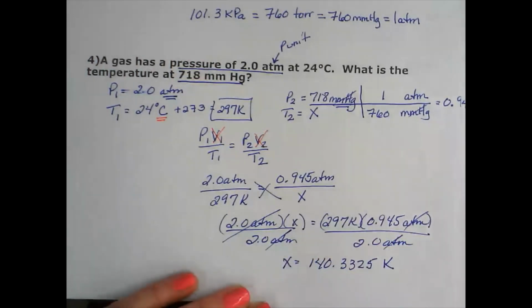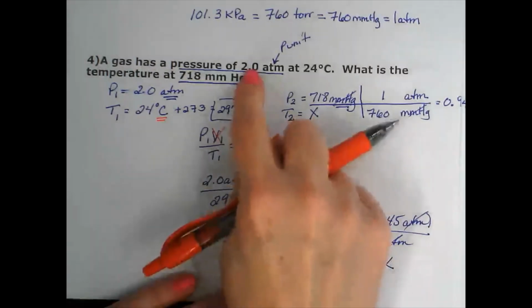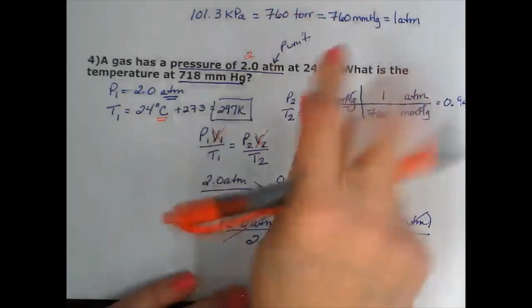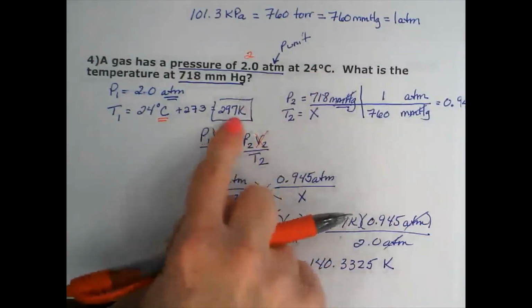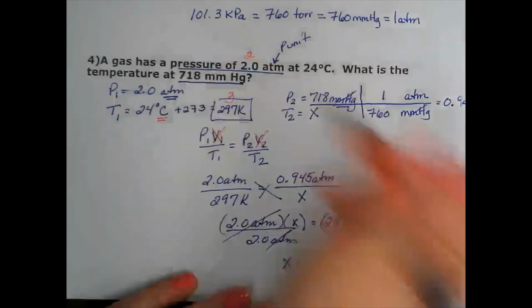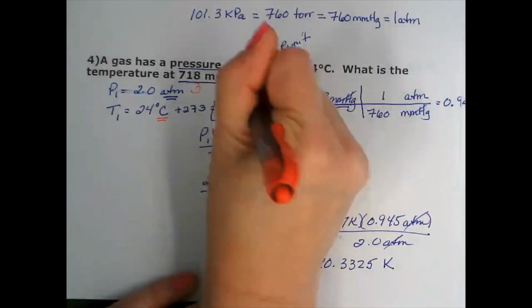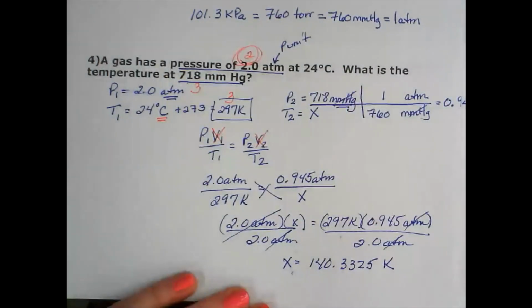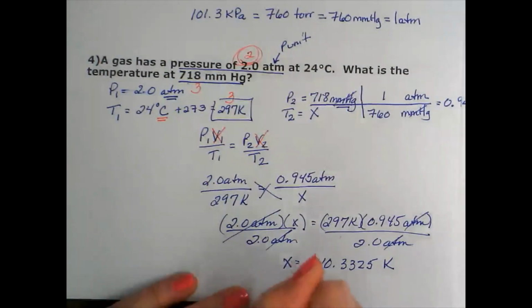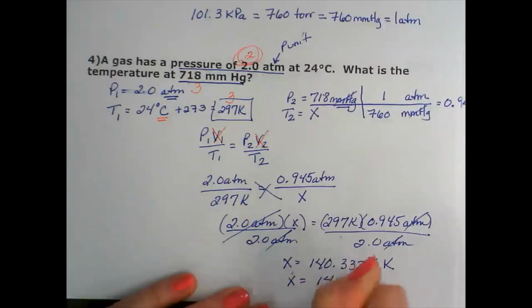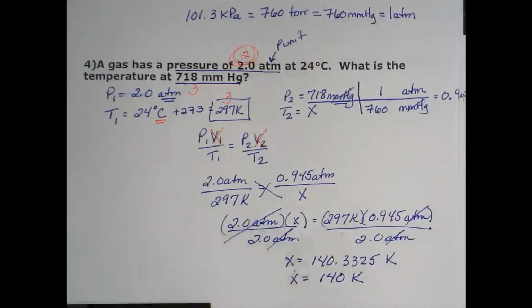The only unit left is the temperature, and we need to round to the correct number of significant figures. How many are in 2.0? 2. We didn't use the 24 degrees Celsius, we used Kelvin, which has 3 sig figs. 718 has 3 sig figs, which means the 2 is what's going to determine our sig figs. We're going to round that to 140. Is that 2 sig figs? Yes, because that 0 is a placeholder. It's not significant because there's no decimal point.